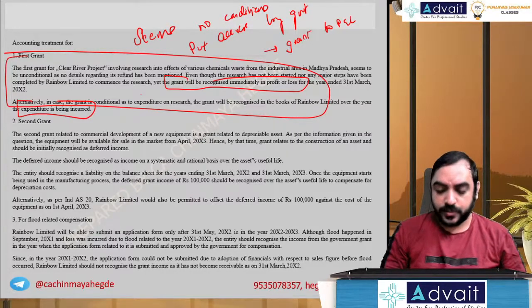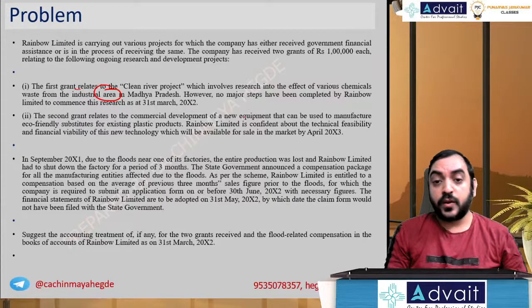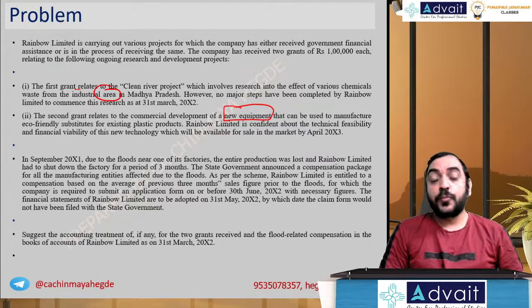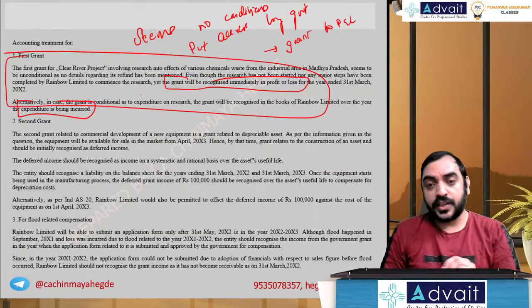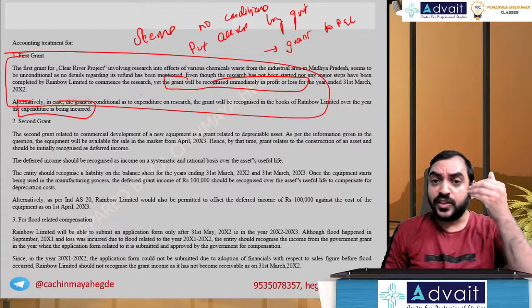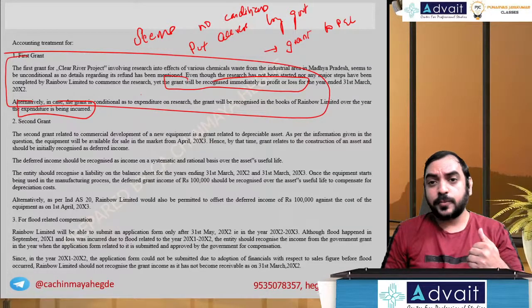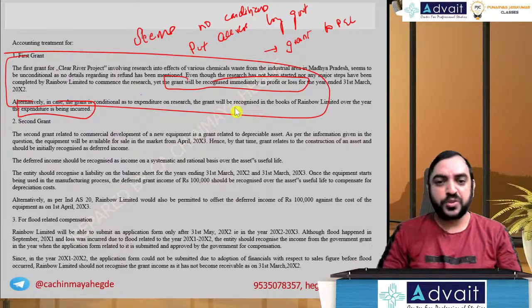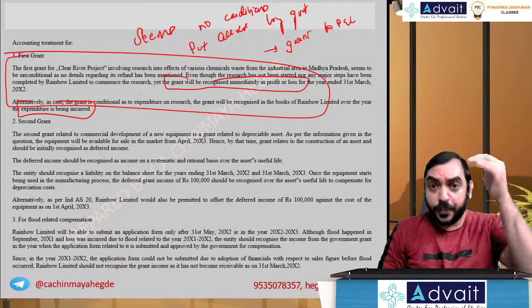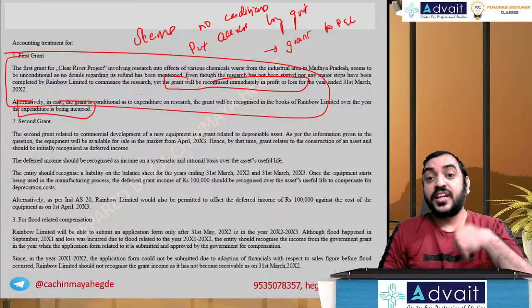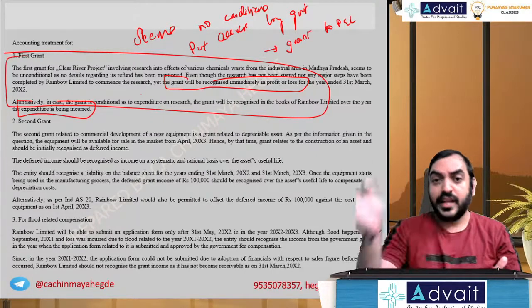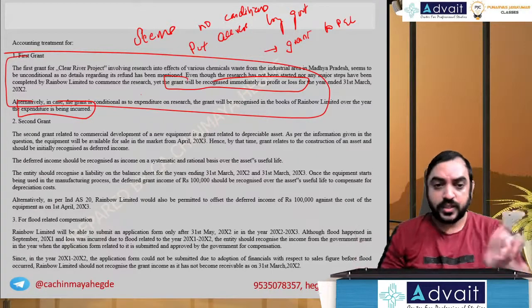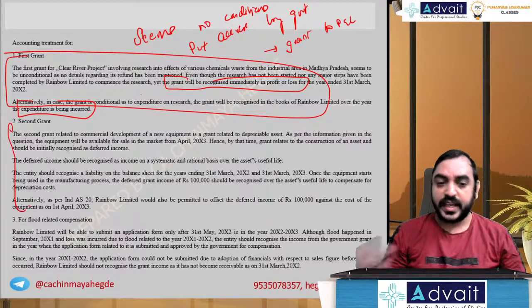A second grant relates to commercial development of a new equipment. What is a special feature? Equipment means depreciable asset. So when the grant is towards a depreciable asset, you have two choices. Either you can subtract from the cost of the asset and remaining amount you can depreciate over useful life, or in the proportion you recognize the grant to the deferred income, and in the proportion of depreciation take the deferred income to the P&L account. That's what they've told in the second grant.